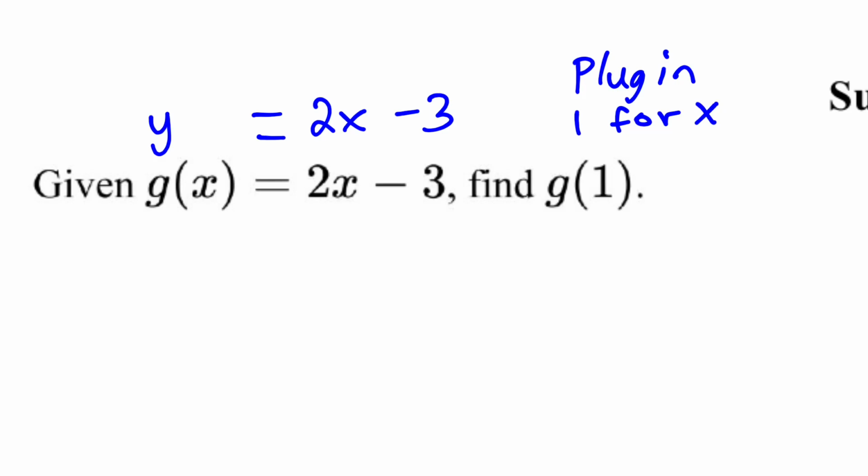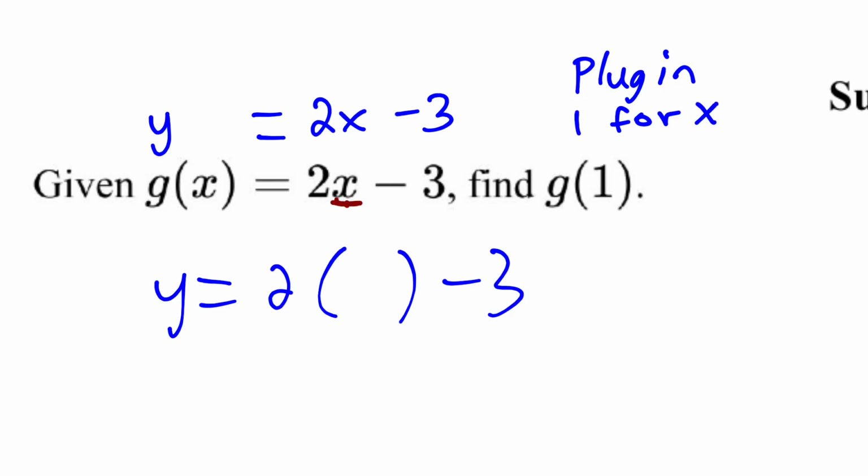You can translate this as y is equal to 2x minus 3. That g of x just means y. And when they say find g of 1, that means plug in 1 for x. So I'm going to write it like this. And notice I put a set of parentheses where the x used to be. Everything is the exact same, except I put parentheses where x was.